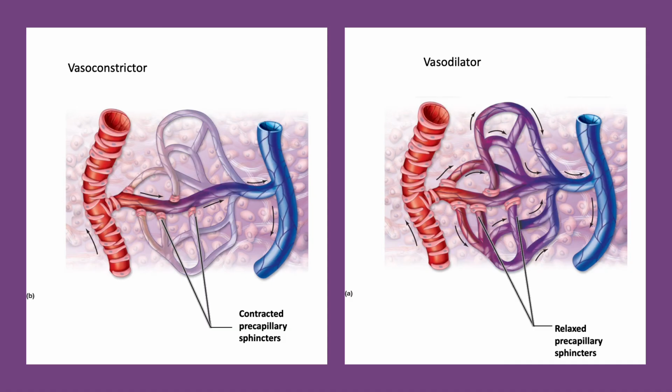So vasoconstrictors will constrict the arteriole, and they will constrict these precapillary sphincters. It's going to allow blood to pass only through this thoroughfare channel to that post-capillary venule and will bypass the true capillaries. Vasodilators, on the other hand, will dilate the arteriole, and then we're going to open or dilate these precapillary sphincters, allowing blood to move into the entire capillary bed.